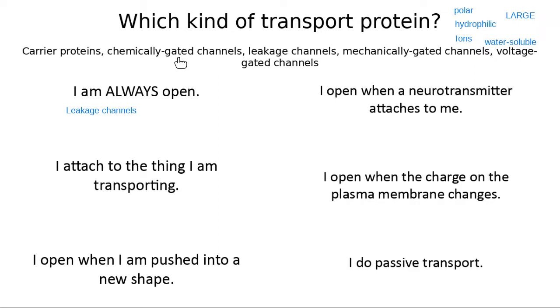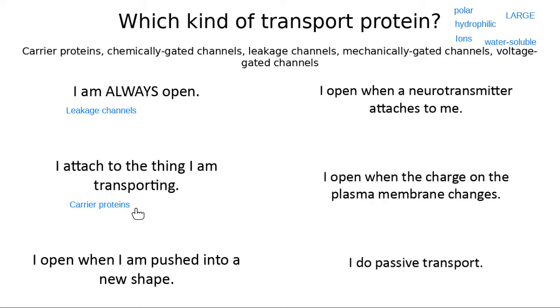They have a gate. When we talk about carrier proteins, there were a couple of things about carrier proteins that we talked about. The first thing we talked about with our carrier proteins is actually this statement right here, right? Carrier proteins are the kind of transporter that actually attach to what they're transporting. So let's add that here. Carrier proteins, they actually attach to what they're transporting.